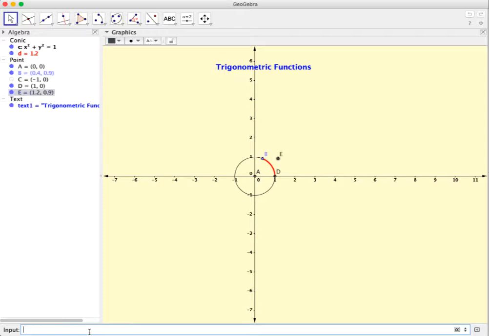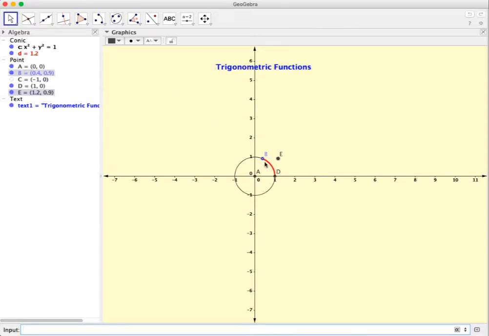If I press enter, I get the point E. And in the algebra view, you can see that point E's x coordinate, the abscissa, is the same as the arc angle, and the y coordinate, that is the ordinate of the point E, is the same as the y coordinate of the point B, right?